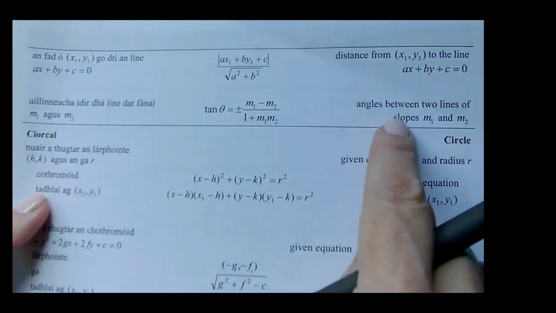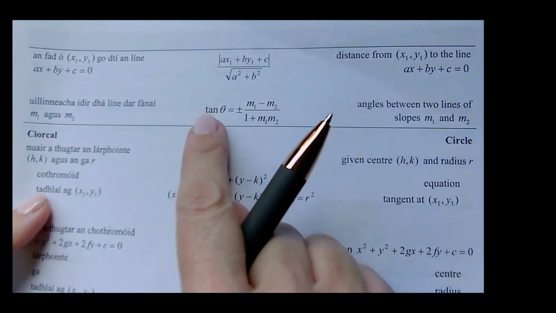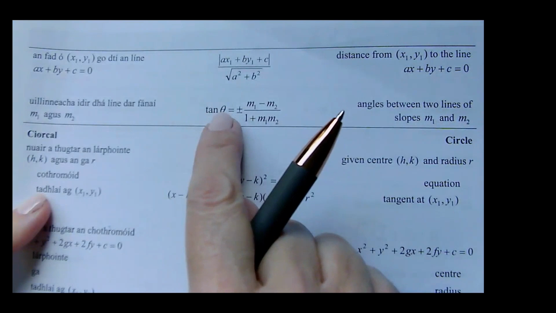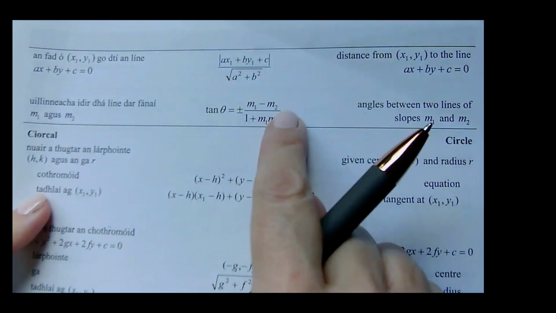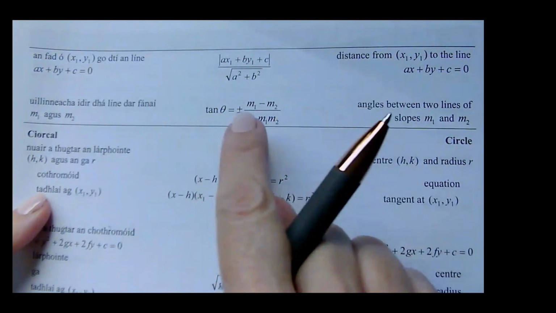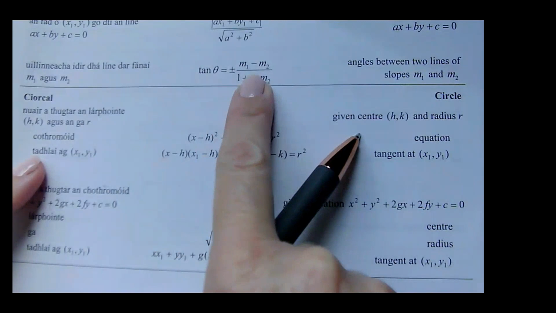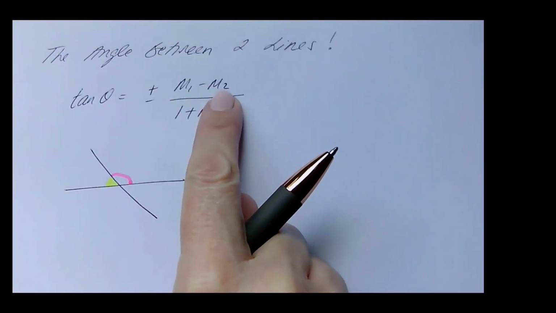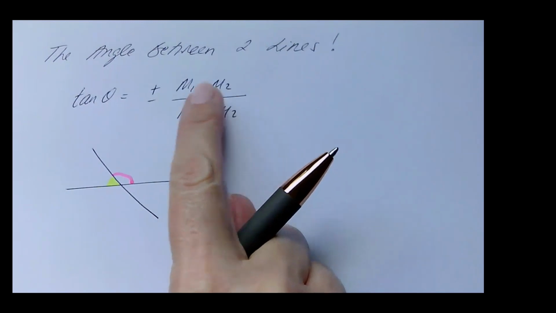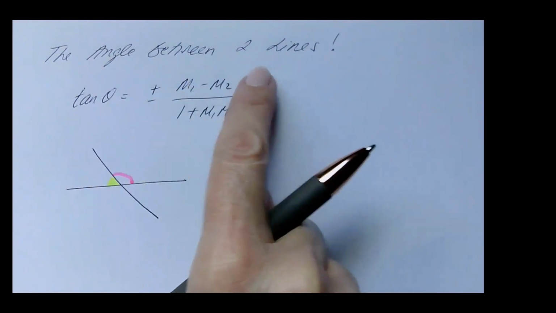It tells me here that the slopes M1 and M2 are needed, and tan theta, that's the angle that would be between the two lines. Okay, so I'm going to explain this formula in more detail. But this is where on page 19 of the log tables you're able to find it. As we said, M1 and M2 stand for the slopes of the two lines, and this will give me the angle between the two lines.